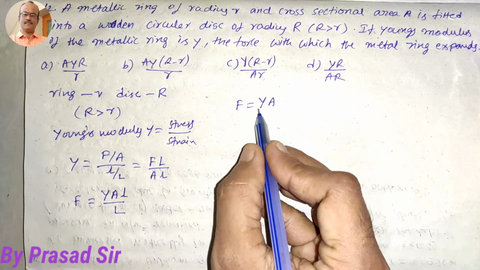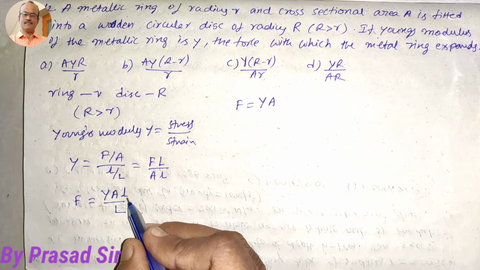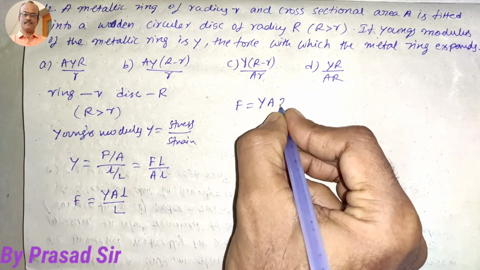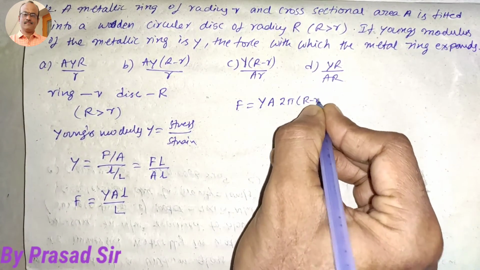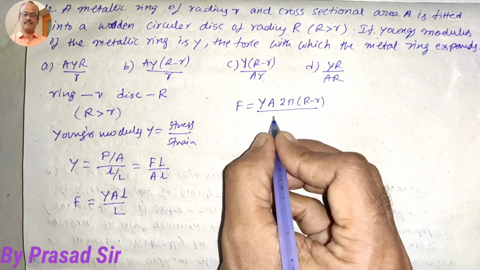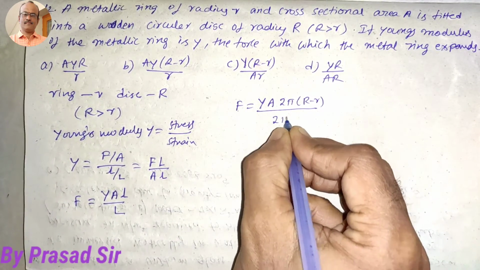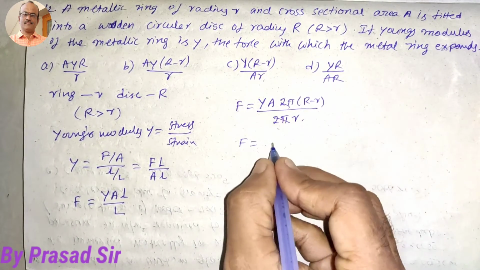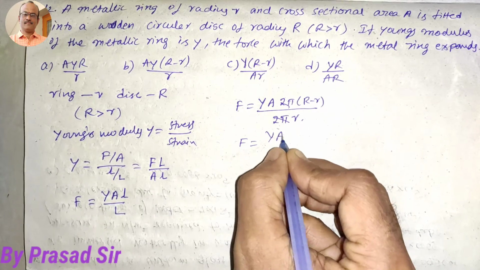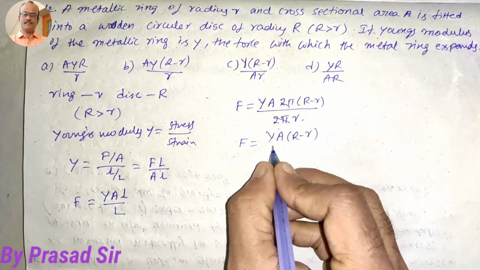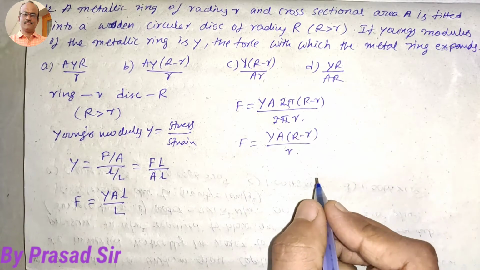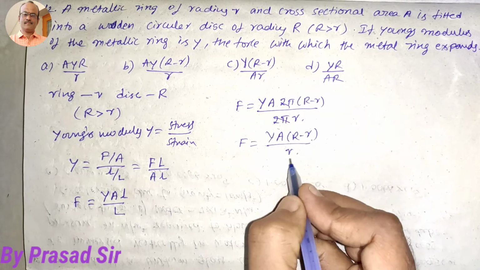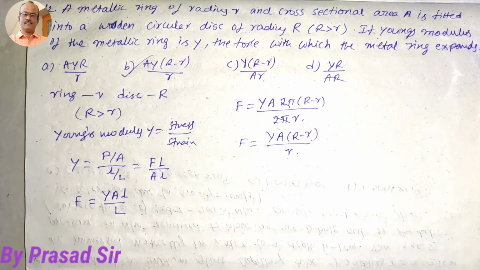Here F is equal to Y into A, but what is the length here? The ring is placed on the disc. So the change in length is 2 pi times (capital R minus small r), and the original length L is 2 pi small r. So F is equal to, 2 pi gets cancelled, Y into A into (capital R minus small r) divided by small r. So which option is correct here? Y into A (capital R minus small r) divided by small r. So option B is correct.